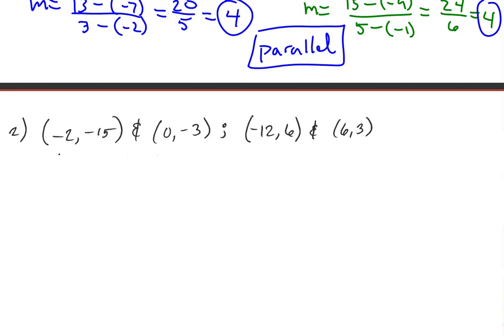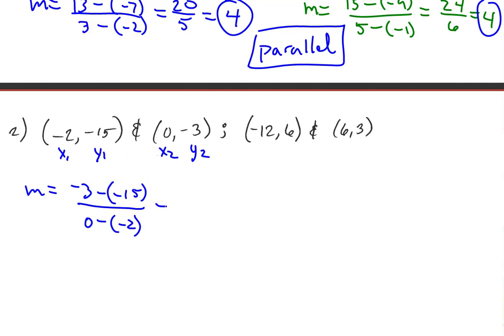So we'll want to compute the slope of those points, again labeling them as x1 and y1, and then x2 and y2, just going left to right, picking that order. That means the slope of the line that connects the first pair of points will be y2, which is negative 3, minus y1, which is negative 15. So again, be careful with parentheses. We have negative 3 minus negative 15, over x2, which is 0, minus x1, which is negative 2. So 0 minus negative 2.